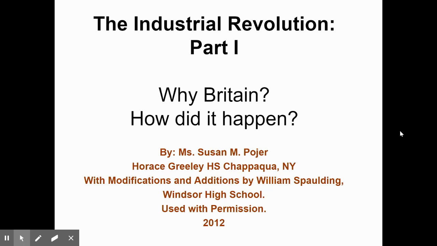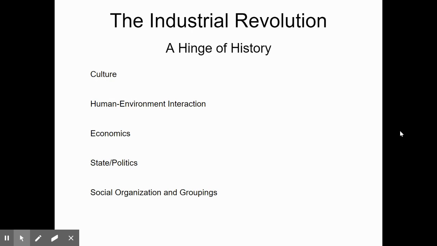First off, why does the Industrial Revolution begin in Britain, and how did it happen? Well, on a blank sheet of paper, we're going to look at the Industrial Revolution and what were some of the reasons that it comes to Britain first. In many ways, the Industrial Revolution can be considered a hinge of history or a turning point of history. If we use our CHESS categories, culture, human environment interaction, economics, state and politics, social organization, and groupings, to think about the antecedents. Antecedent is something that goes before. What came before the Industrial Revolution? Why does it happen in Britain?